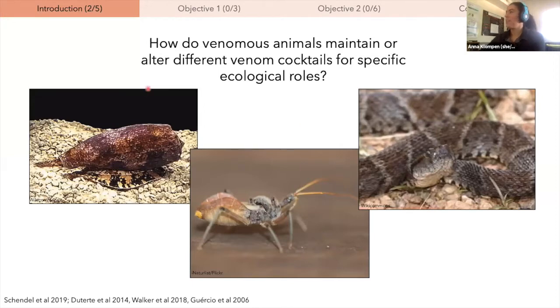Dr. Casewell already reviewed some of this earlier in his talk, so I don't want to talk too much more about it, other than to say my interest in venomous animals is really how venomous animals maintain or alter their venom cocktails for specific roles, either through physical partitioning, such as cone snails, or through development, as with snakes. Throughout their life history, they'll change their venoms over time for different ecological requirements.